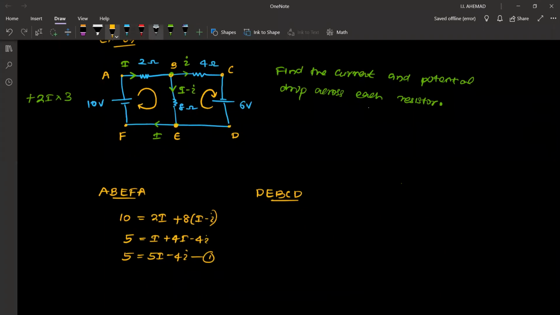Okay. Shahama and Amna, have you all got this equation for this loop?